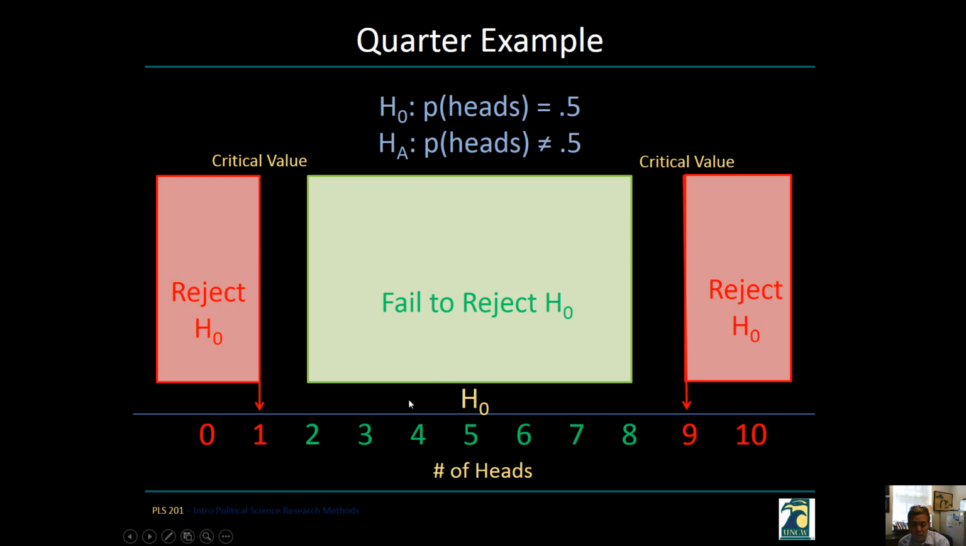Now, if I flip the coin 10 times and it comes up with 4 heads, then I fail to reject the null hypothesis. I can't get rid of that. I can't say with any certainty that that's not true. All right? So I created these critical values. Think of the edge of a knife, right? If you're on one side, you do one thing. On the other side, you do the other.